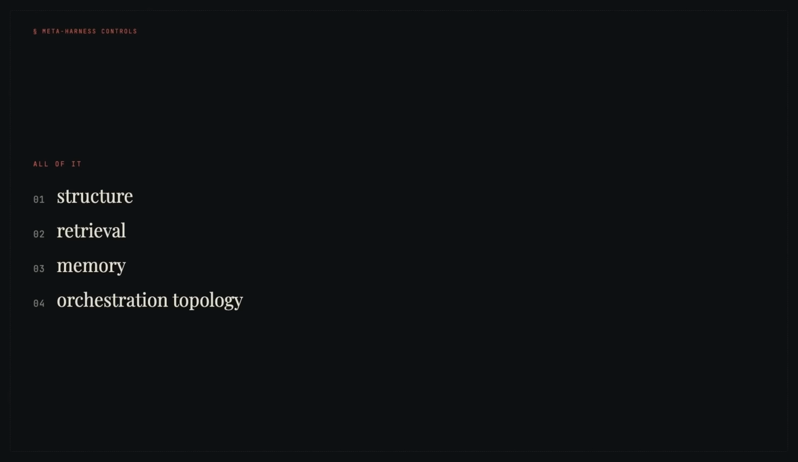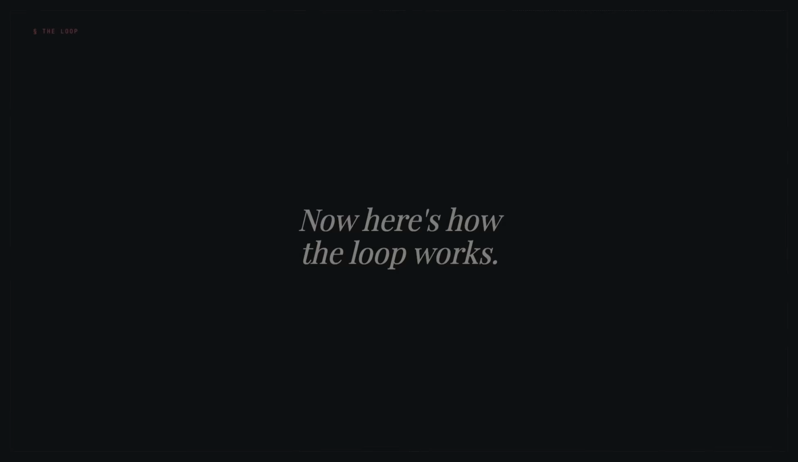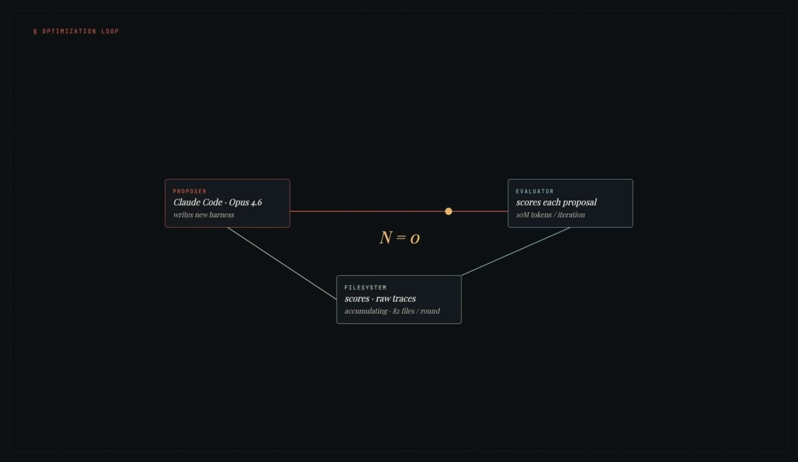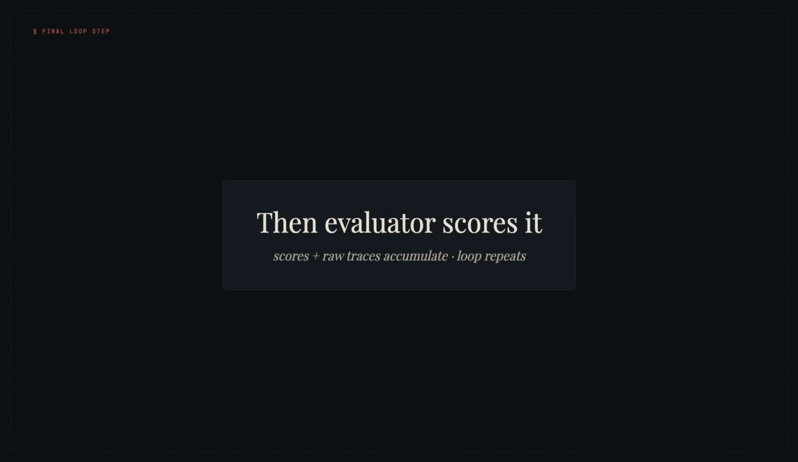Again, it's structured retrieval, memory, orchestration topology. It controls everything. Now here's how the loop works. The agentic proposer, in this case they used Claude Opus 4.6, reads failed execution traces, diagnoses what broke, and rewrites the complete new harness. The final scores and raw traces accumulate in a growing file system, and the loop repeats.